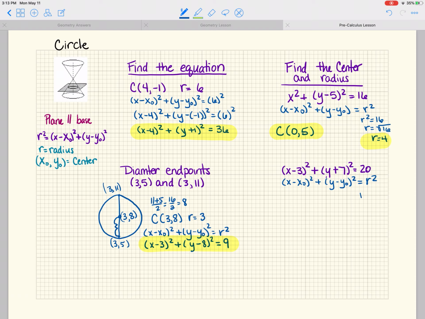To find our radius, we want to find the square root of 20, which will reduce, or simplify, to 2 square roots of 5. And then we subtracted 3 and negative 7 for our center.